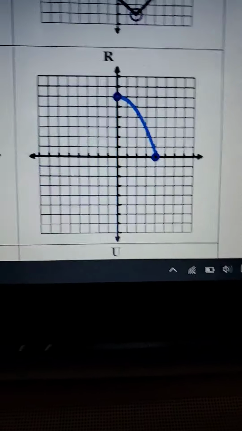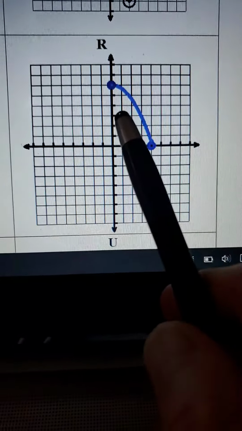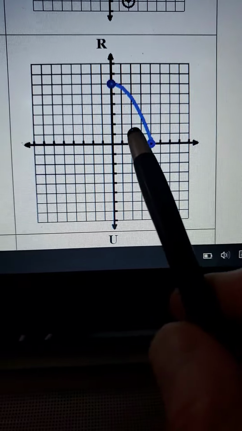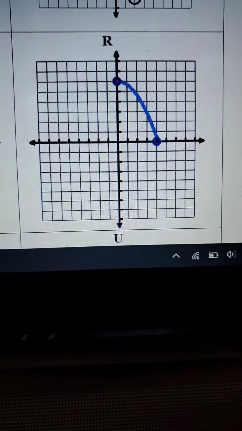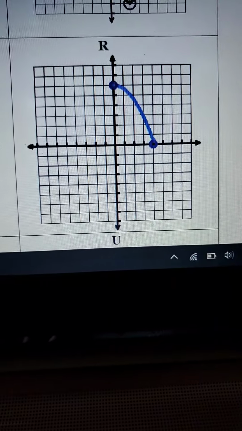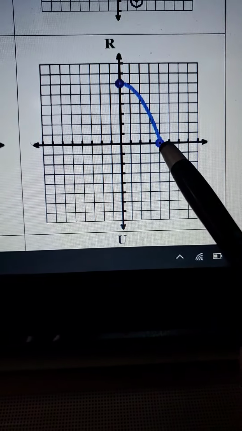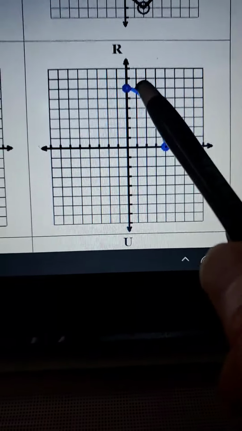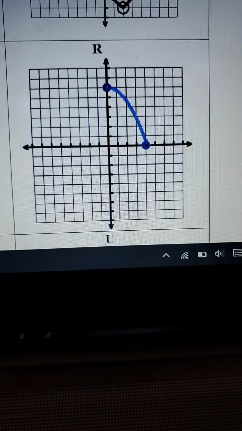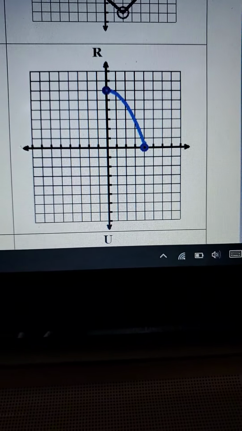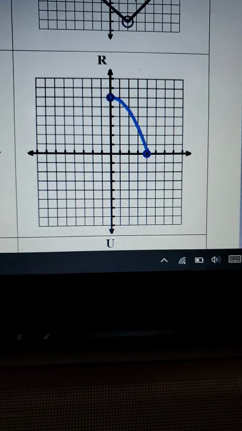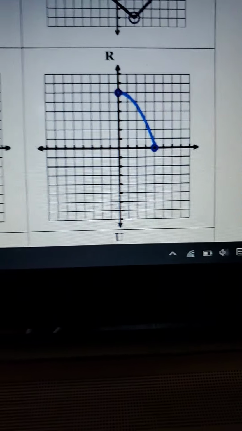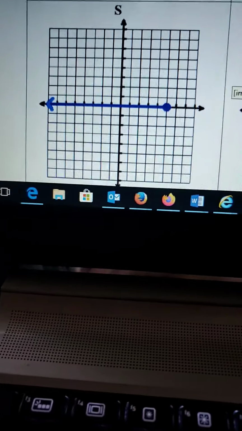All right, graph R. Furthest point to the left is right here. It's a 0. Furthest point to the right is here, 4 to the right of the origin. Domain is 0 to 4. The range, well, this is the lowest point at 0, the highest point's at 6. So the range from 0 to 6 and the domain from 0 to 4 give us that R is number 21. All right, halfway done.